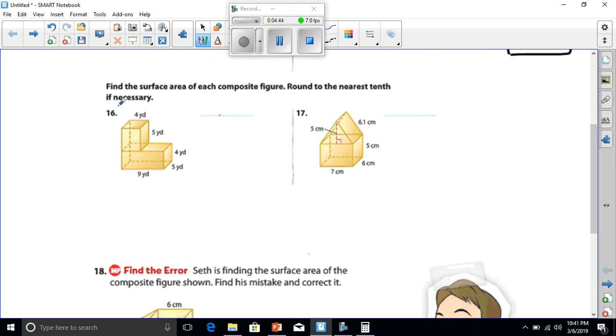Number 17 says find the surface area of each composite figure rounded to the nearest tenth. This time we're not finding the volume, we're finding the surface area. Well, first we've got the surface area of what looks like a triangular prism. And that's going to be two triangles, right? So the first base is going to be 5 is the height, and 7, right? So that's 7 times 5 divided by 2. And then because there's two triangles, we're going to have to multiply that by 2.